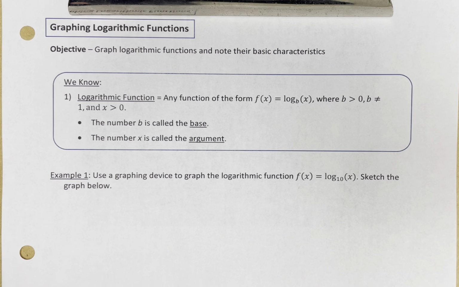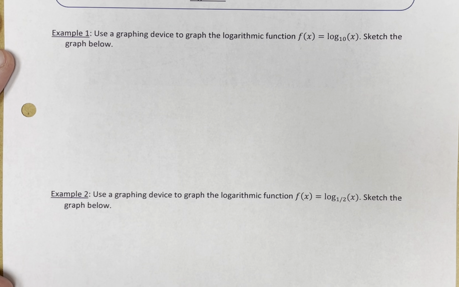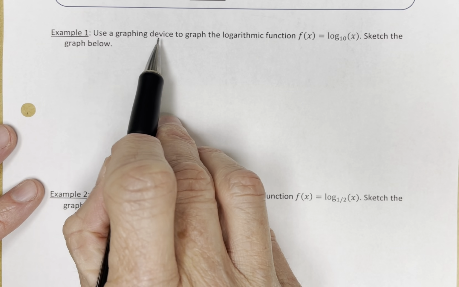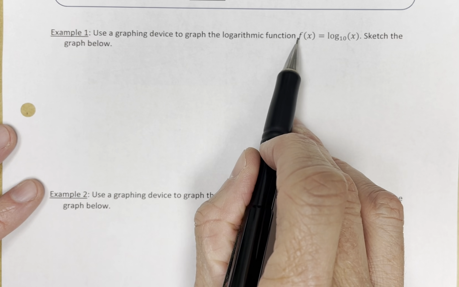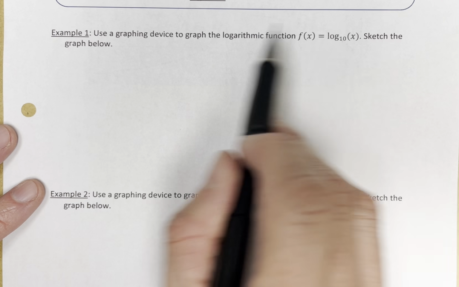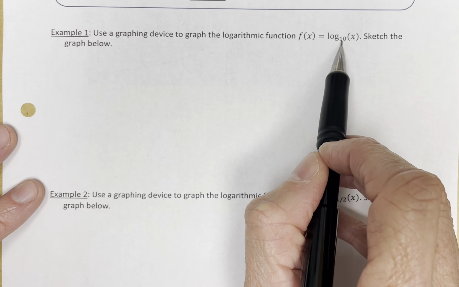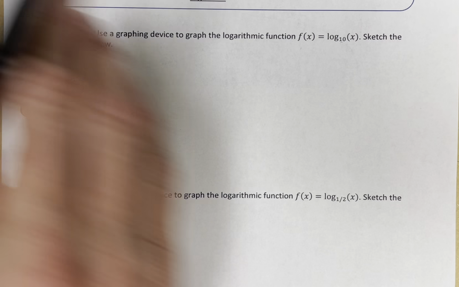We're going to use Desmos to graph these things and take a look at their characteristics. So example 1: use a graphing device to graph the logarithmic function f of x equals the log base 10 of x and sketch the graph. So this is a base that is greater than 1, and let's pull out our Desmos.